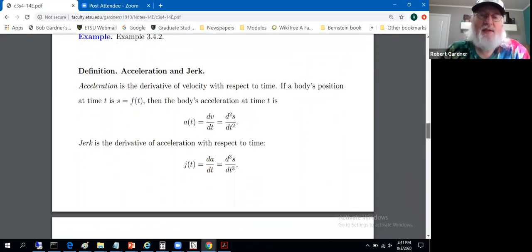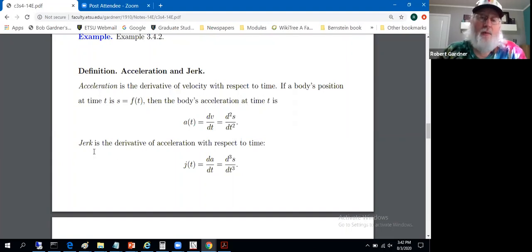Let's formally define acceleration. Acceleration is the derivative of velocity with respect to time. If a body's position at time t is given by s equals f of t, then the body's acceleration at time t is the derivative of velocity with respect to time, or if you like, it's the second derivative of position with respect to time.